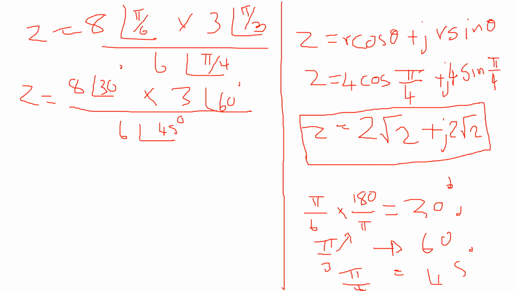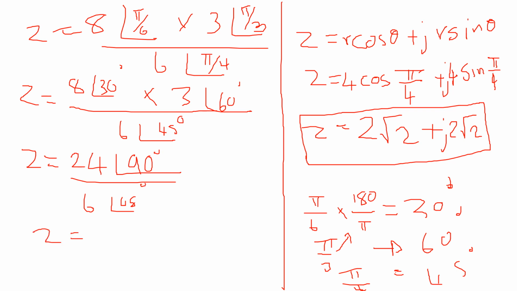So you will do the same thing to say now 8 multiplied by 3 will give us 24. And then now the angle is going to be 30 plus 60, which is going to be 90 degrees, and then divided by 6 at an angle of 45 degrees. So the Z will be how much? 24 divided by 6 is going to be 4, and 90 minus 45 is going to be 45 degrees.